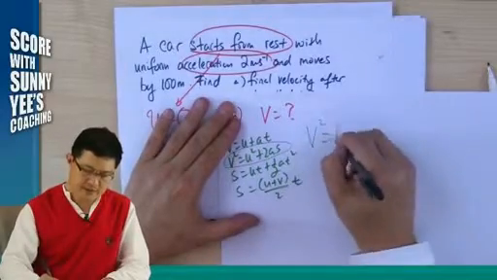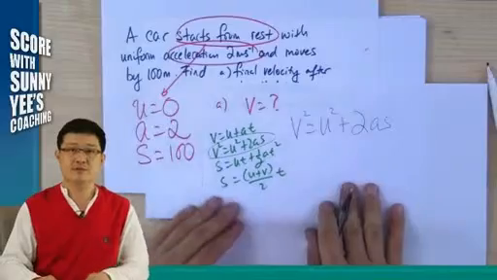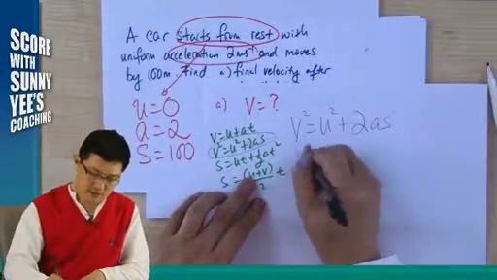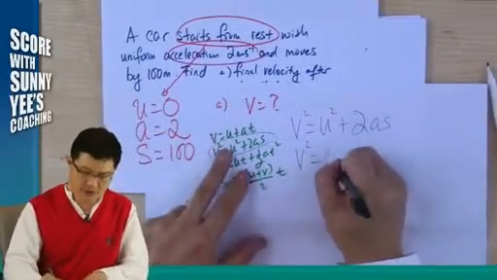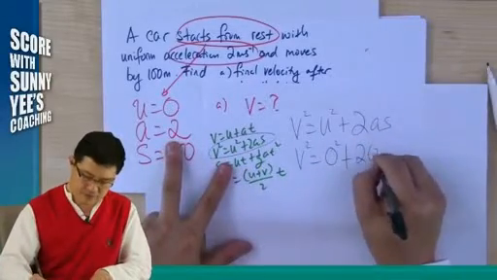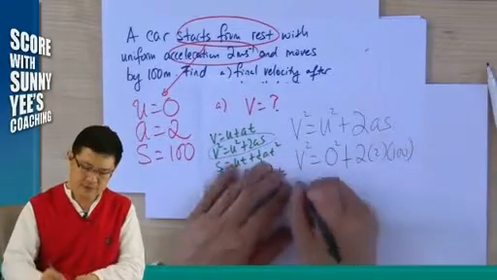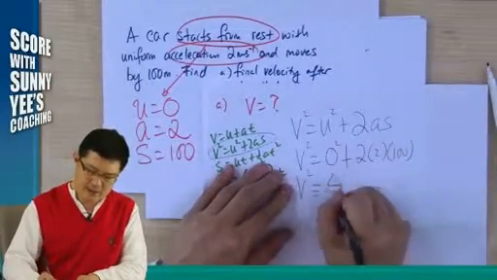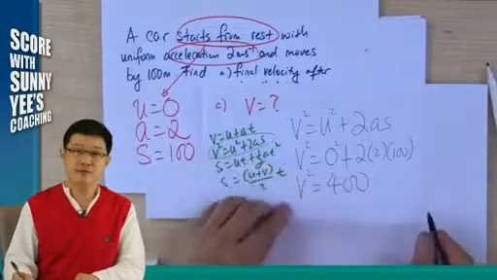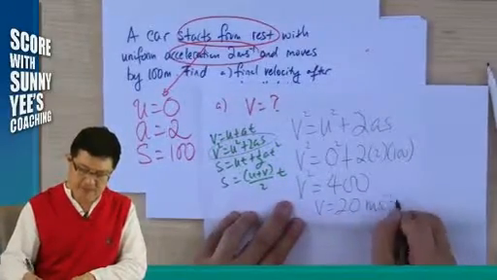V squared equals U squared plus 2AS. So V squared, what is U? U is 0. What is your A? A is 2. What is your S? S is 100. You see, V squared is 400. What is your V? V is 20 meters per second.